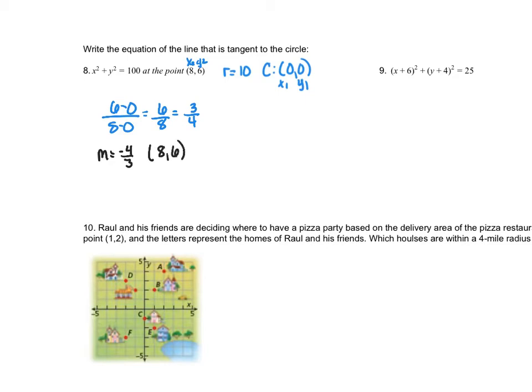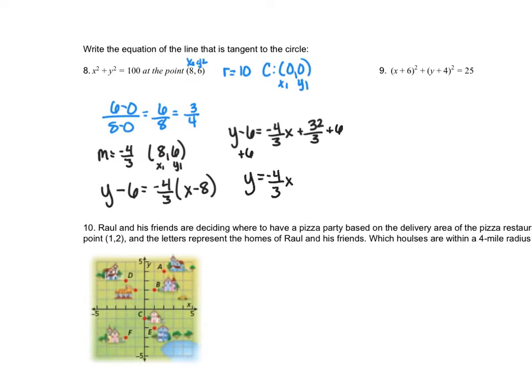The point that it goes through is 8, 6. We're going to call this x1, y1 for the point slope formula. So y minus y1 equals my slope times (x minus x1). We distribute. So y minus 6 equals negative 4 over 3 x plus 32 over 3. We add that 6 over here. So y equals negative 4 over 3 x. So if we do our trick, what number divided by 3 is 6? That's 18. So 32 over 3 and 18 over 3 gives us 50 over 3.